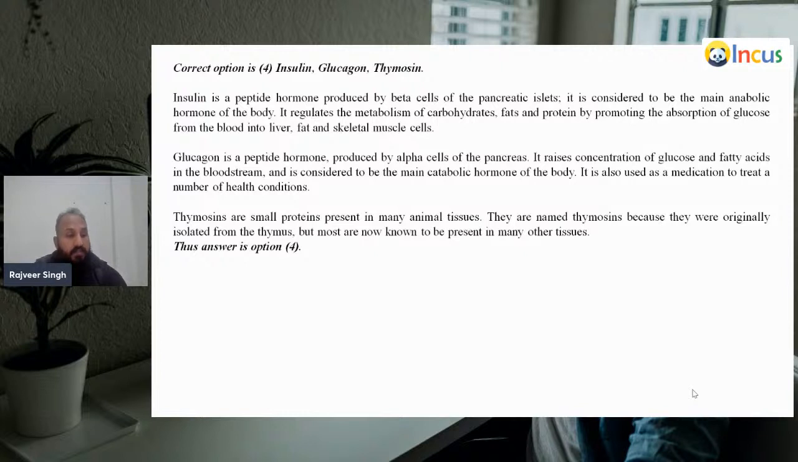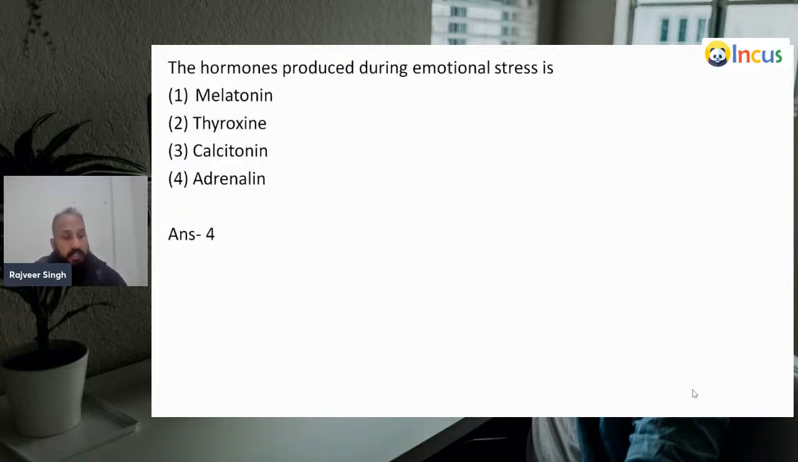So then after, next one is about hormones. The hormones that are produced during emotional stress are what? Melatonin, not right. Thyroxine, not right. Calcitonin, no. Yes, but adrenaline. Yes, this is the right answer.